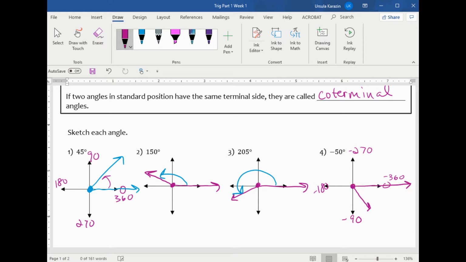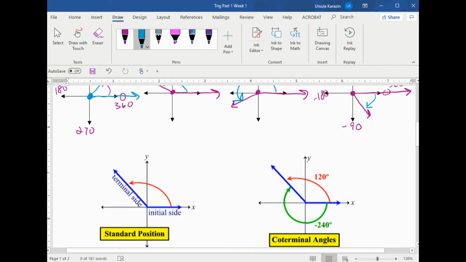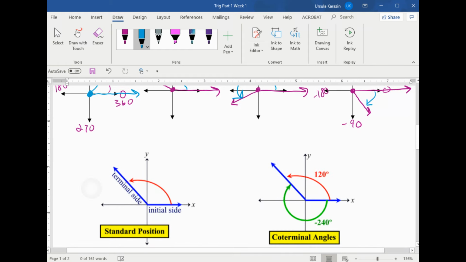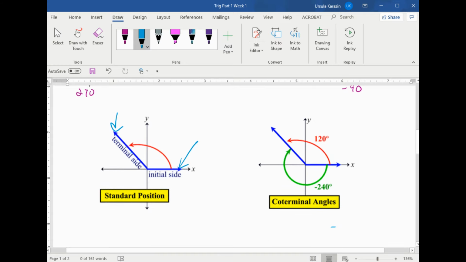Vertex, and initial ray. All right. Then I need my directional angle, and I really need it here because this is a negative angle. All right, so here is that picture. Notice this is my initial side here because that's where I started my angle. That's my terminal side, that's where it ended. And then that red curved arrow shows me direction, so I know if it's a positive or negative angle.